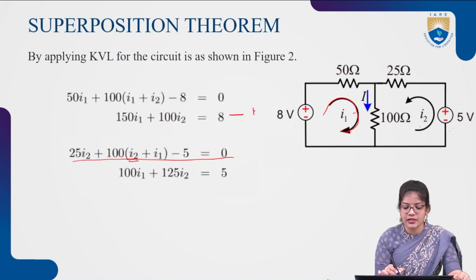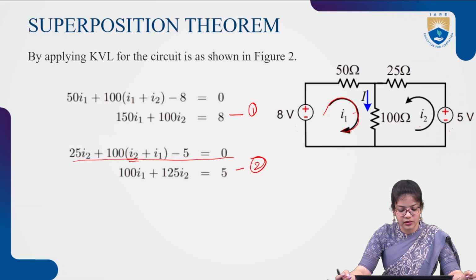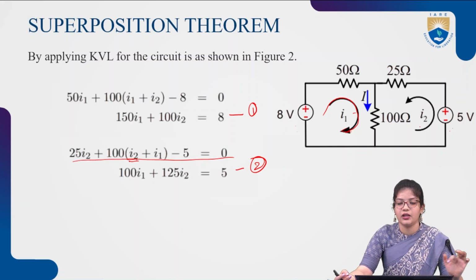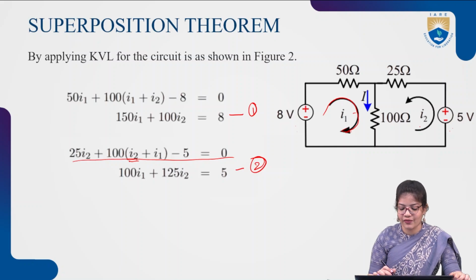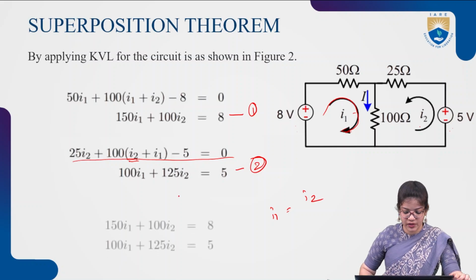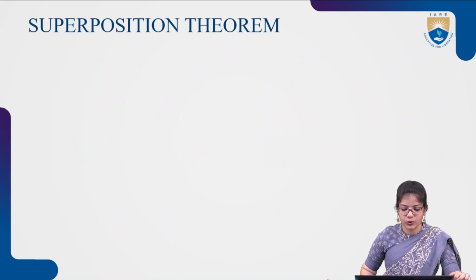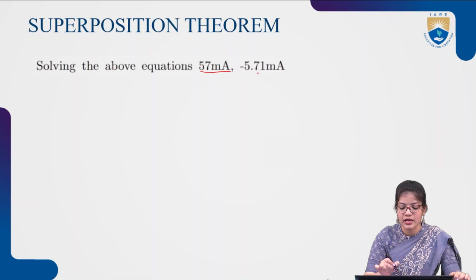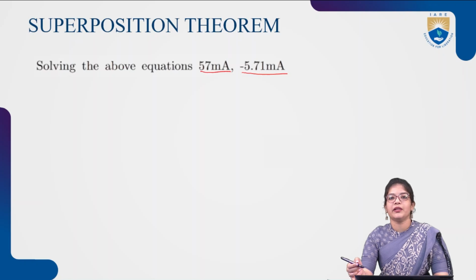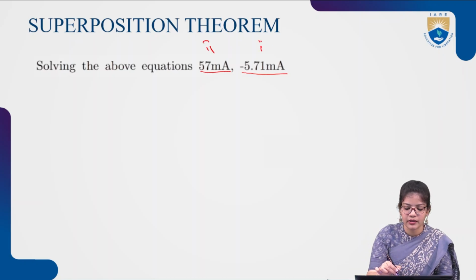We consider this as the first equation and this as the second equation. From the previous class, I have told how to solve these equations using a scientific calculator. If we substitute these two equations in the calculator, we get the values of I1 and I2. I1 will be 57 milliamperes and I2 will be minus 5.71 milliamperes. So this is the first step, with I1 and I2.